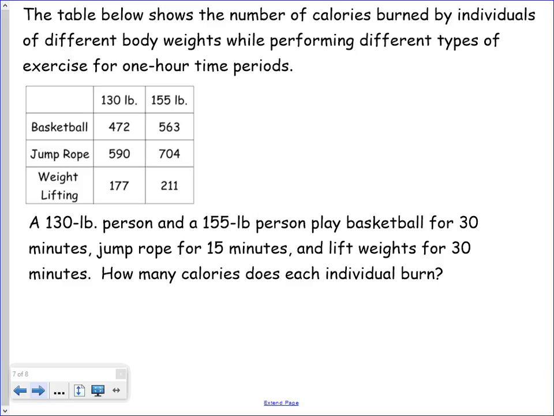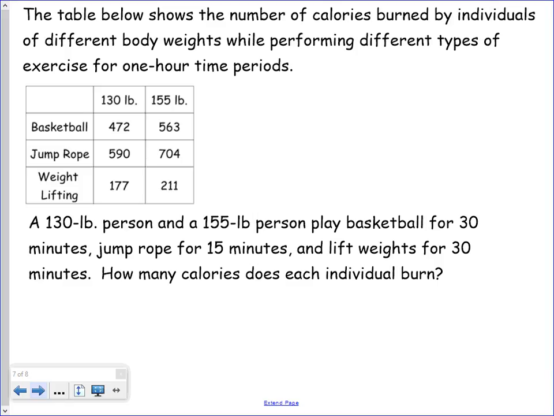It asks a question then. A 130-pound person and a 155-pound person play basketball for 30 minutes, jump rope for 15, and lift weights for 30. How many calories does each individual burn? Well, think about this. Are you going to be adding some matrices together?